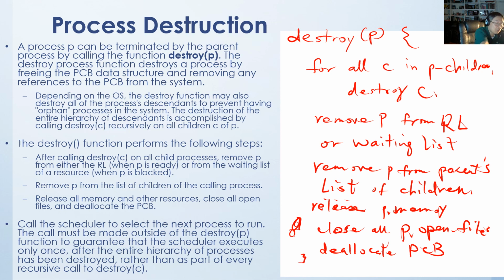After you destroy it, you call a function called the scheduler to schedule the next operation. Maybe the CPU is going to run other processes, so these are the follow-up actions. That's basically the steps for process destruction.